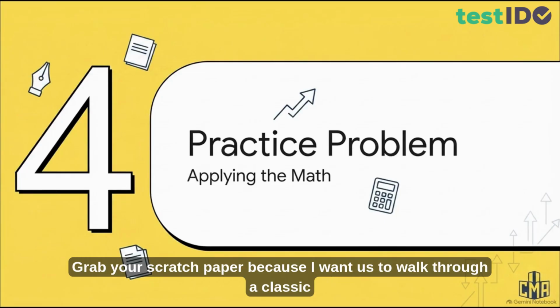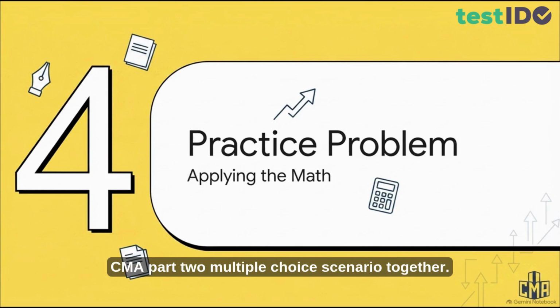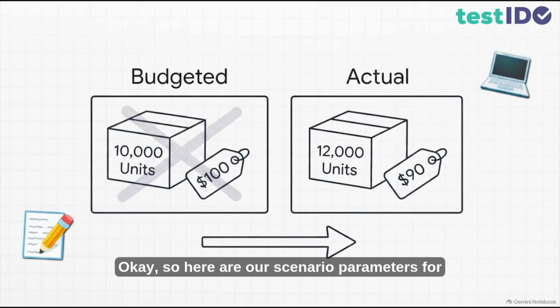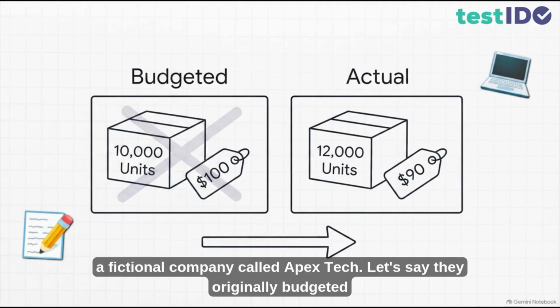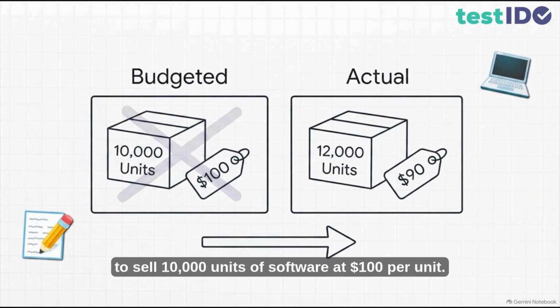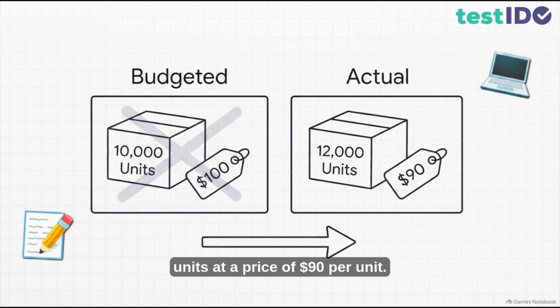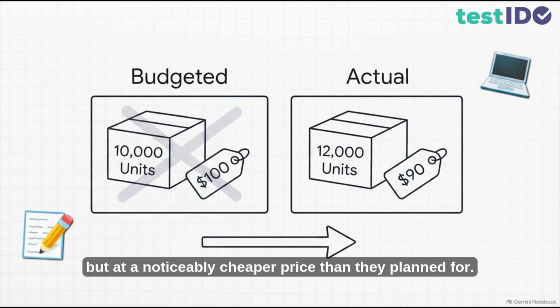Grab your scratch paper because I want us to walk through a classic CMA Part 2 multiple choice scenario together. Okay, so here are our scenario parameters for a fictional company called Apex Tech. Let's say they originally budgeted to sell 10,000 units of software at $100 per unit. But at the end of the year, they actually sold 12,000 units at a price of $90 per unit. So they definitely sold more units, but at a noticeably cheaper price than they planned for.